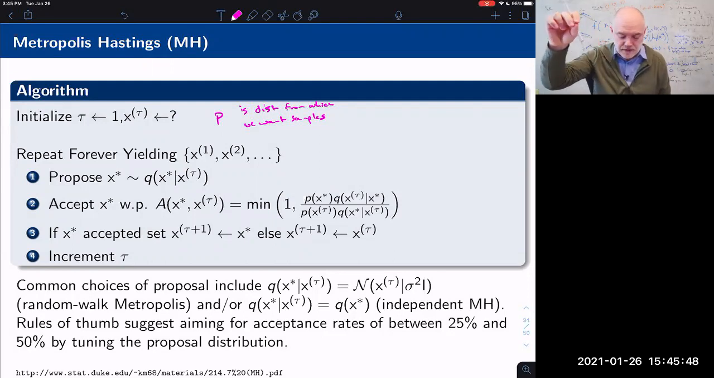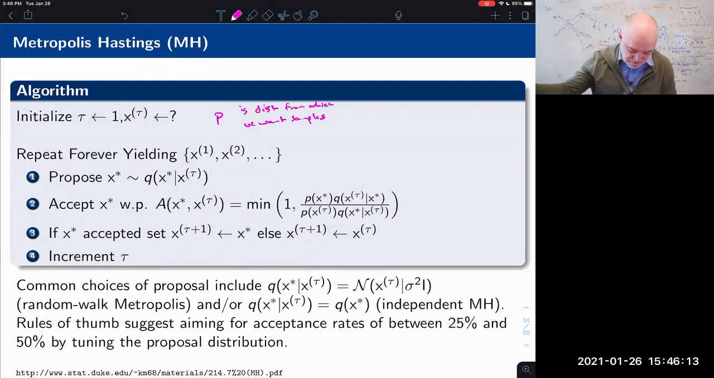So if X star is high, in other words, the probability of X star is higher under the model, you're likely to accept it, times kind of the inverse ratio of having proposed X tau from X star or vice versa. Okay, if X star is accepted, set X tau plus 1 to the value of X star. Otherwise, keep the old value. So X tau plus 1 just gets X tau. Then increment tau, and you just keep going.